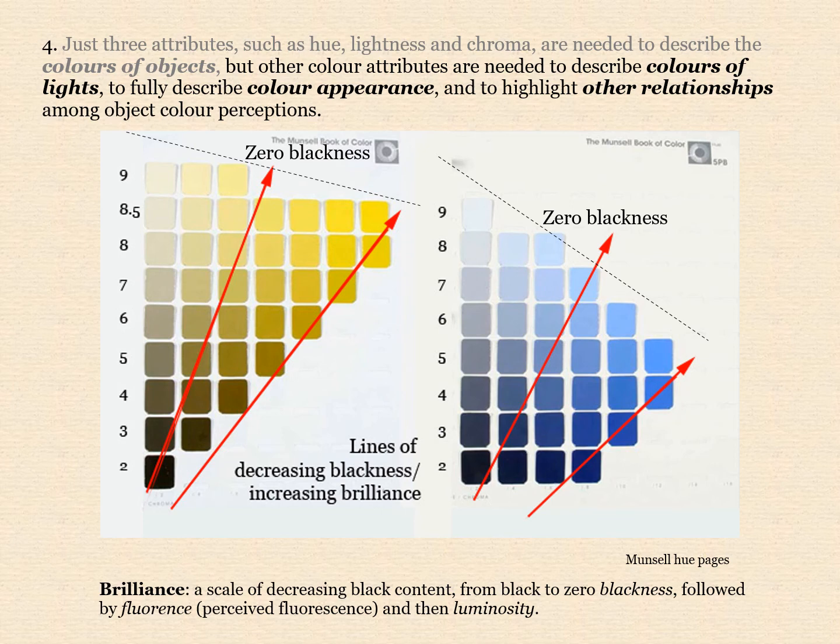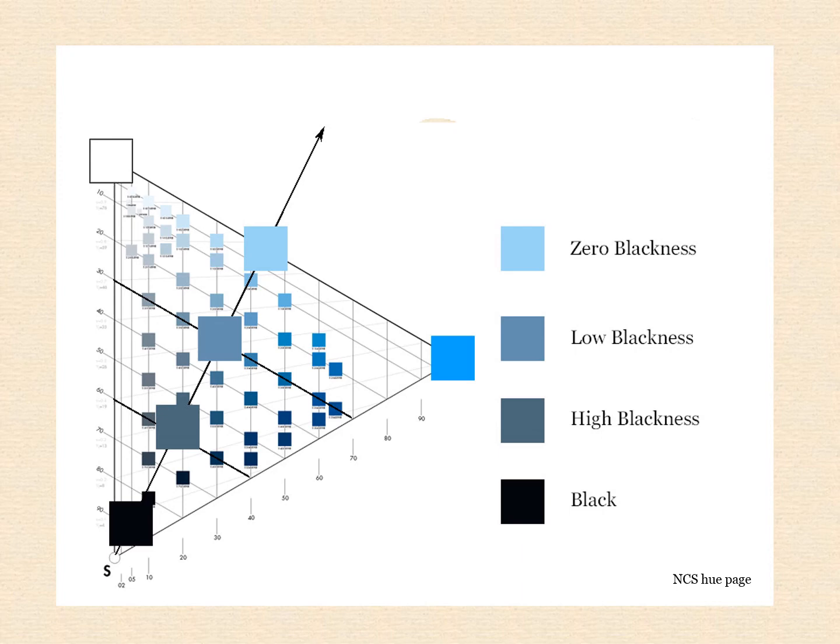There's one more attribute that's not in the CIE system yet, but is used in some other systems like the Scandinavian natural colour system, the concept of blackness and its inverse, which is called brilliance. These dimensions describe what happens to the colours as we move along these red lines. We start with black, followed by colours with a high black content or blackness, then decreasing blackness or perceived black content, eventually up to a point of zero blackness. And you can imagine if we continued, what would happen if we kept getting brighter but kept the hue and saturation the same? We'd get colours that look fluorescent and eventually colours that look self-luminous. So the attribute of blackness is built into the NCS system, and it's a useful alternative way of describing object colour relationships.